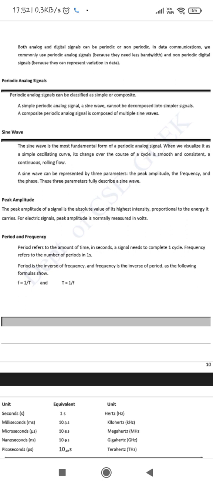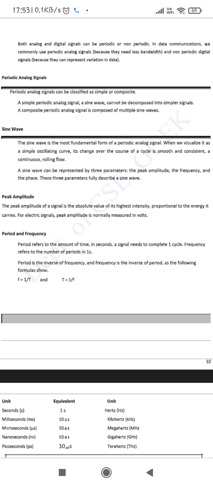Period and frequency. Period refers to the amount of time, in seconds, a signal needs to complete one cycle. Frequency refers to the number of periods in 1 second. Period is the inverse of frequency, and frequency is the inverse of period. As the formulas show, f equals 1 over T, and T equals 1 over f.